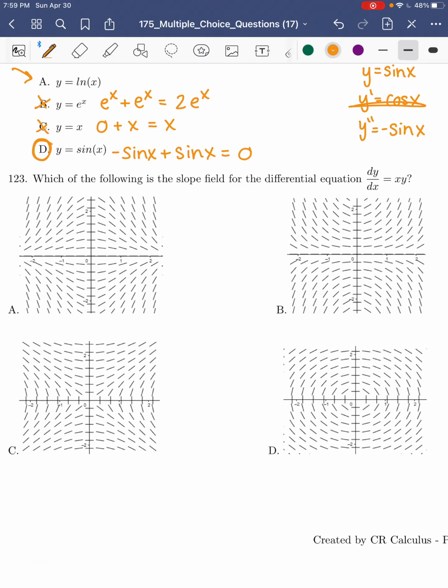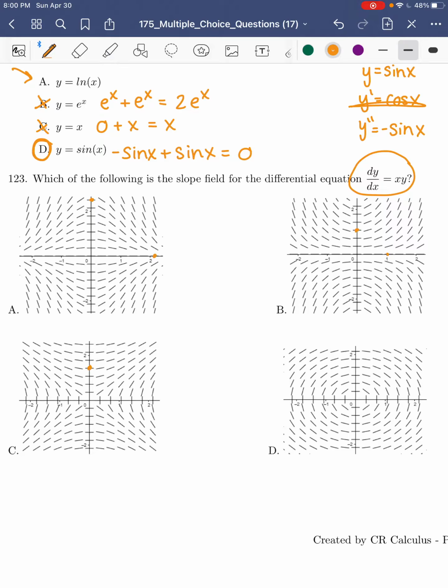All right, 123, we have a slope field. They give us what our slope should be, and I'm trying to figure out which one of these could be our slope field. The easiest way to look here, notice we have x times y. If either one of those values is a 0, I should have a 0 slope. So let's check. Right here, it's a 0 slope. Here it's also a 0 slope. That one's good. Here we have 0 slopes. Here we have 0 slopes. That one's good.